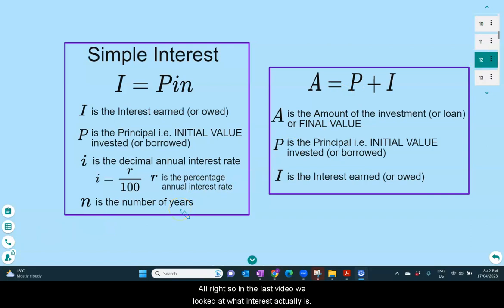In the last video, we looked at what interest actually is. So you might want to go back and revisit that video, but we're just focusing on simple interest. So this is a simple interest formula. Have a look at it. Capital I is the interest earned or owed. Capital P is the principal, the initial value invested. R is the decimal annual interest rate. N is the number of years. And then we use this to calculate the amount of the investment, the final value of the investment or loan. So the amount is the principal plus the interest.